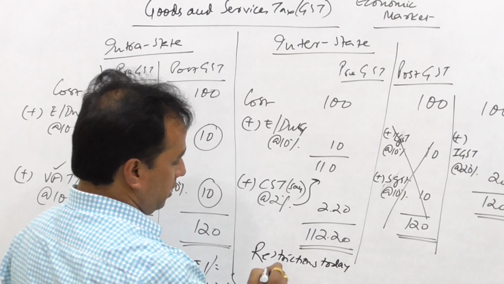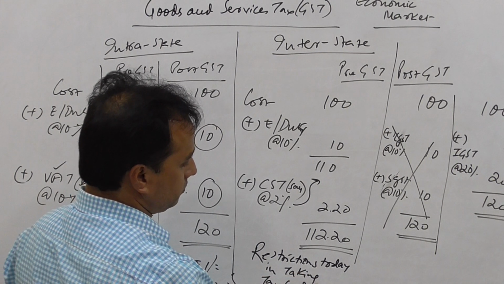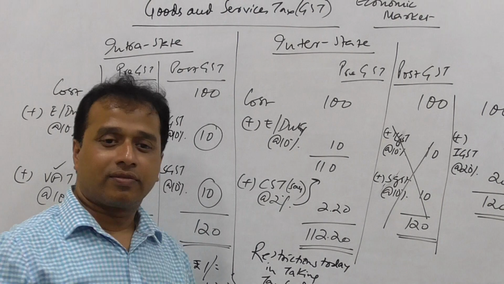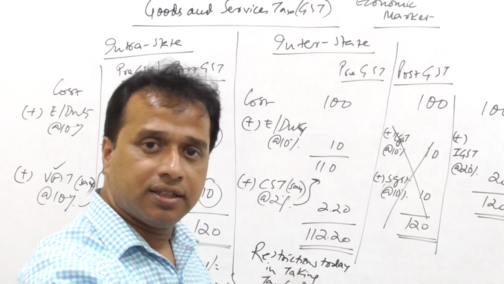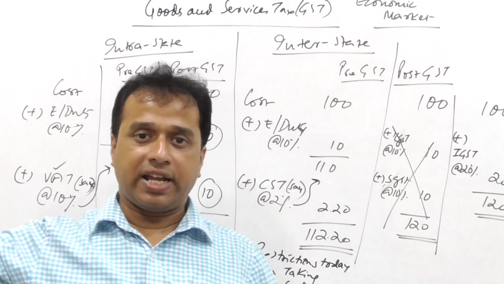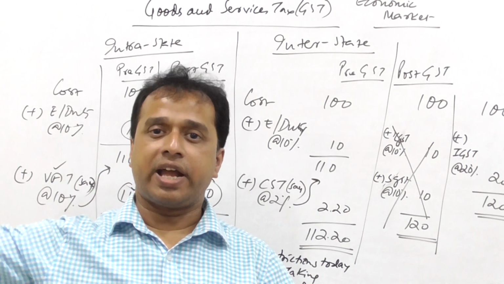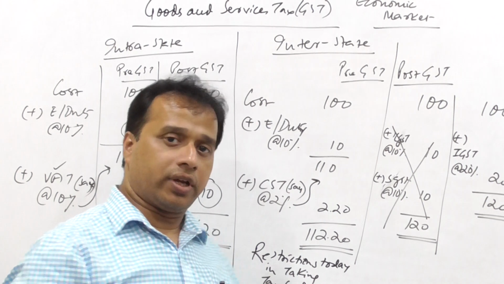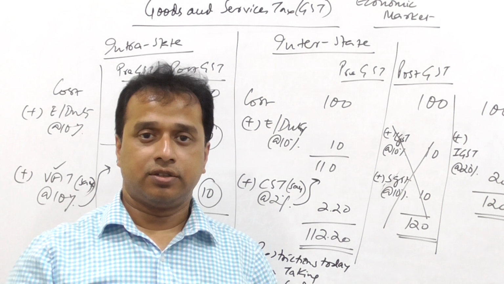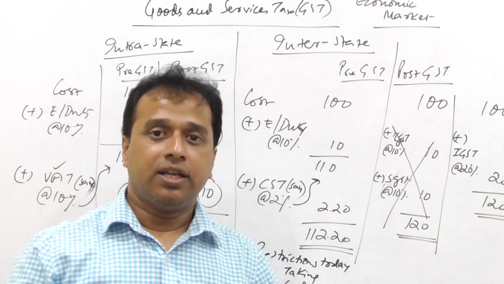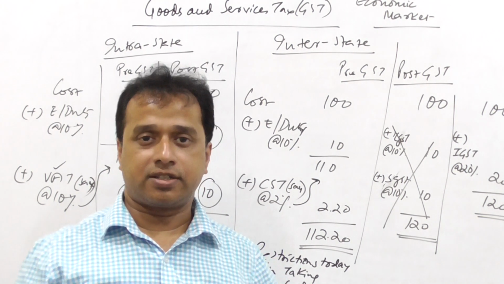today in taking tax credits. I cannot take a tax credit. Tax credit means if I paid a tax and I have sold the goods for tax, then whatever tax is paid, I get adjusted against the tax which is collected. I will show you once again over here. There are certain restrictions today in taking tax credits. Tomorrow, under GST era, there will be no restriction on taking the tax credits. Absolutely no restriction on taking the tax credits.